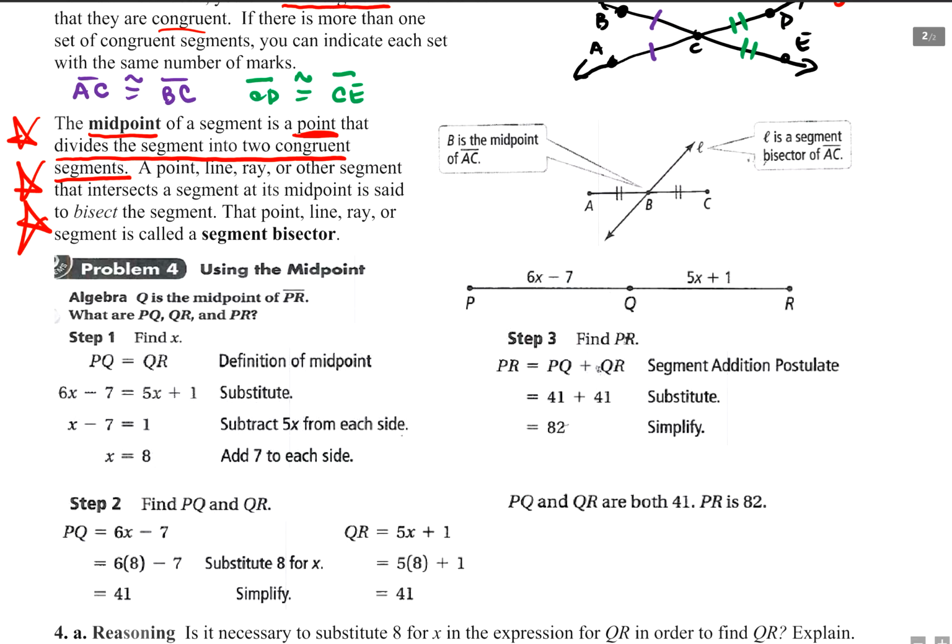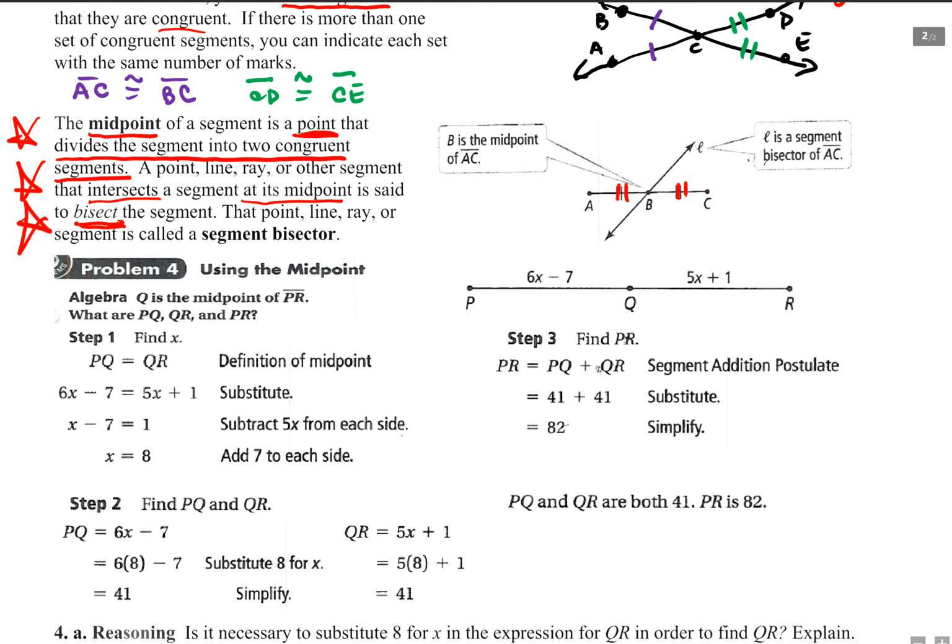So I see midpoint, and I immediately go to my diagram and mark my segments congruent. That is the first thing you are going to do. Midpoint, you go, oh, congruent. All right. A point, line, ray, or other segment that intersects a segment at its midpoint is said to bisect that segment. Bisect and midpoint basically have the same result.